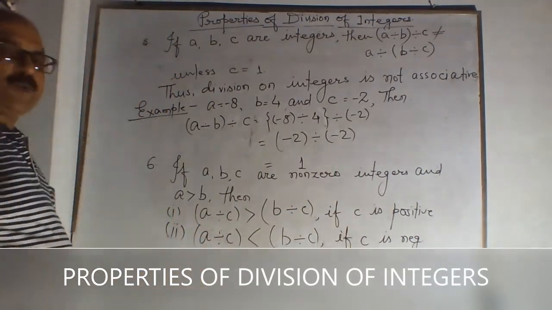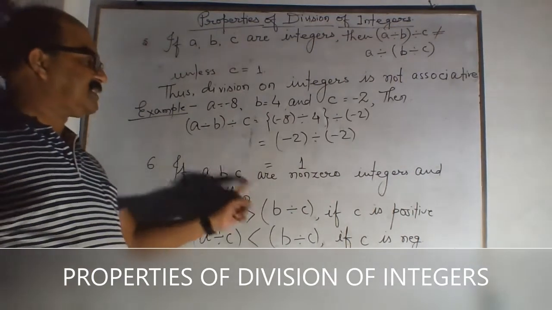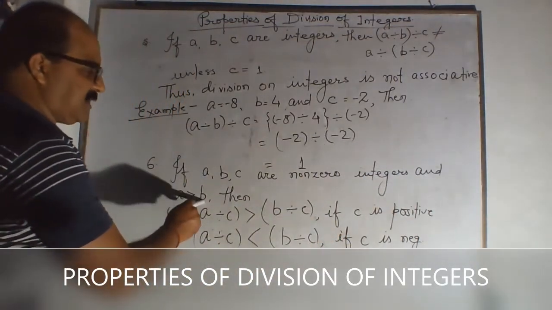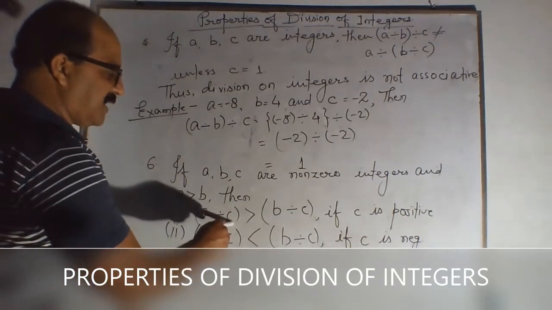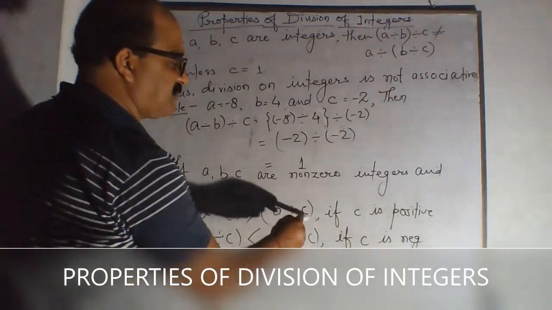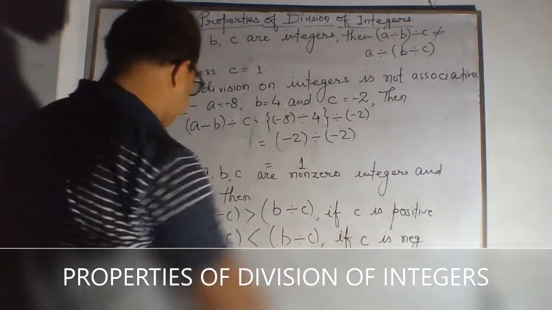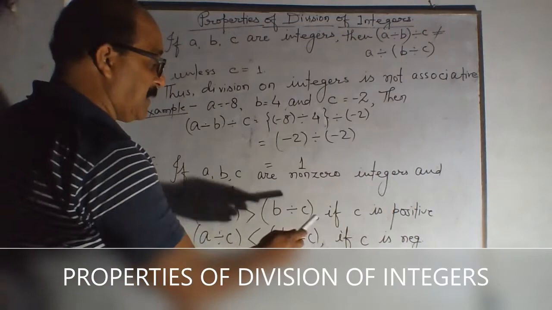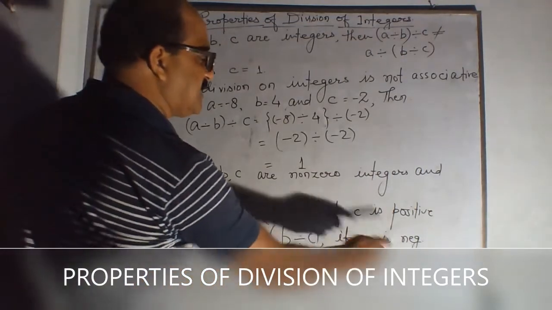The last property is: if a, b, c are non-zero integers and a is greater than b, then a divided by c is greater than b divided by c if c is positive. Next, a divided by c is less than b divided by c if c is negative.